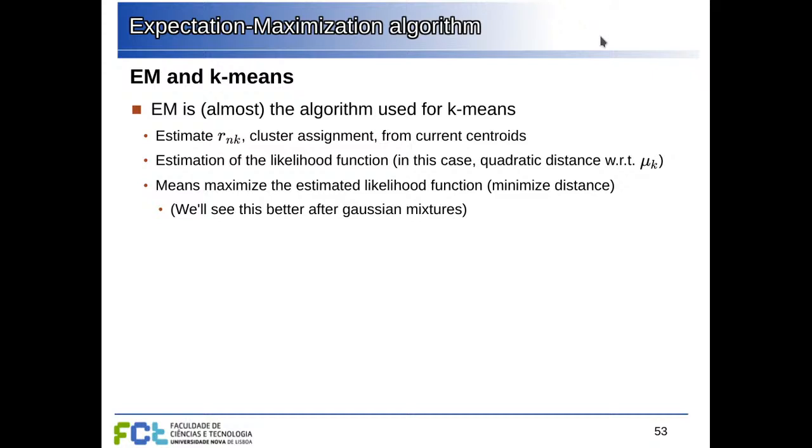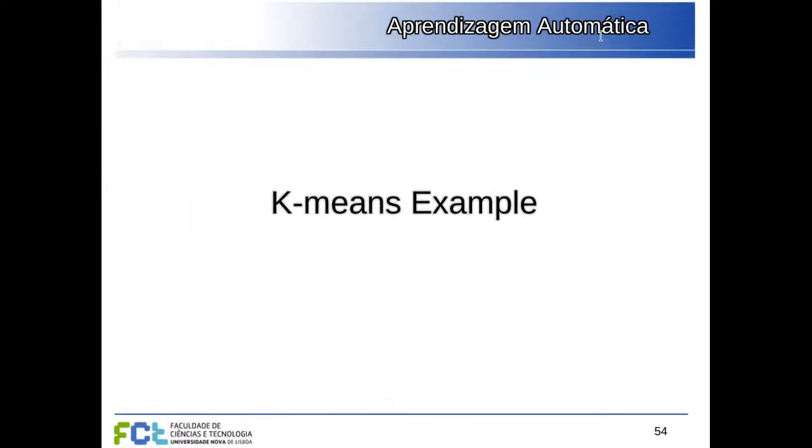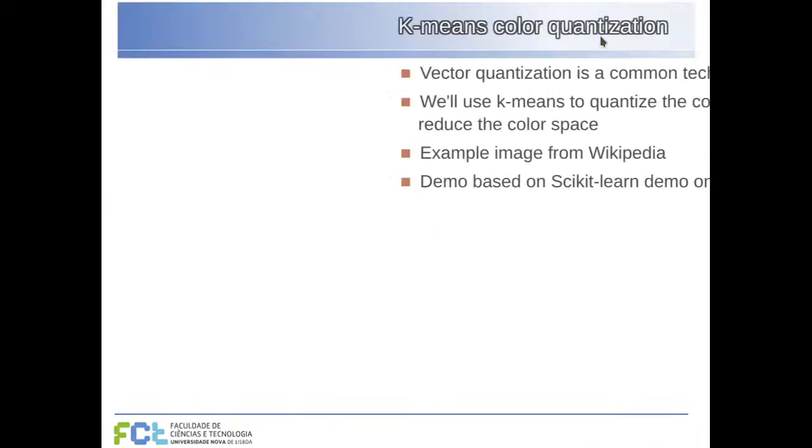We are estimating cluster assignment from the current position of the centroids, and this gives us this likelihood function that we can maximize by placing the centroids in the mean position of each cluster. We'll see this better with Gaussian mixture models because those are really probabilistic models where this can be looked at with more rigor. So let's see an example of application of k-means.